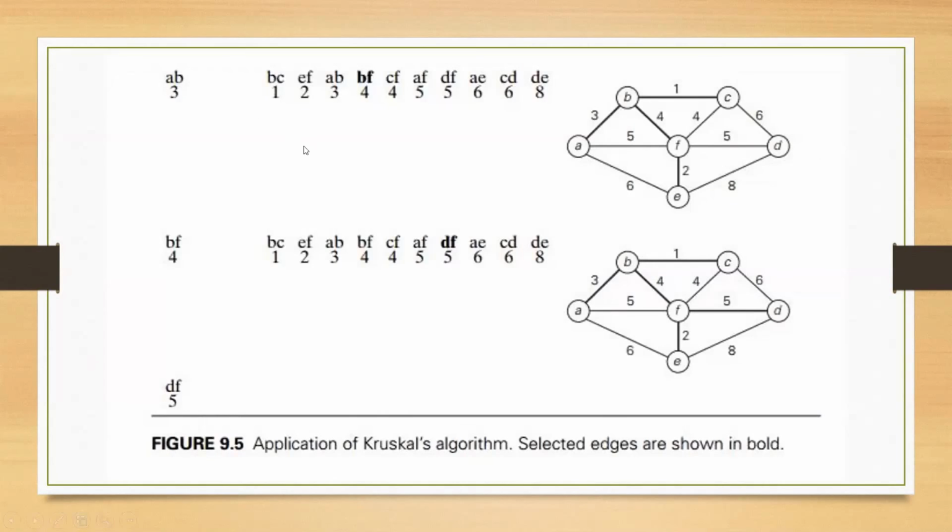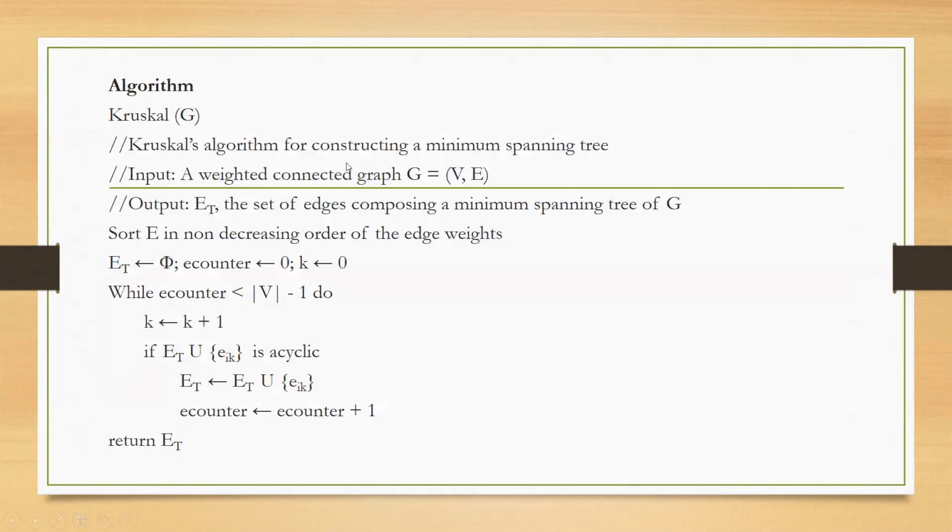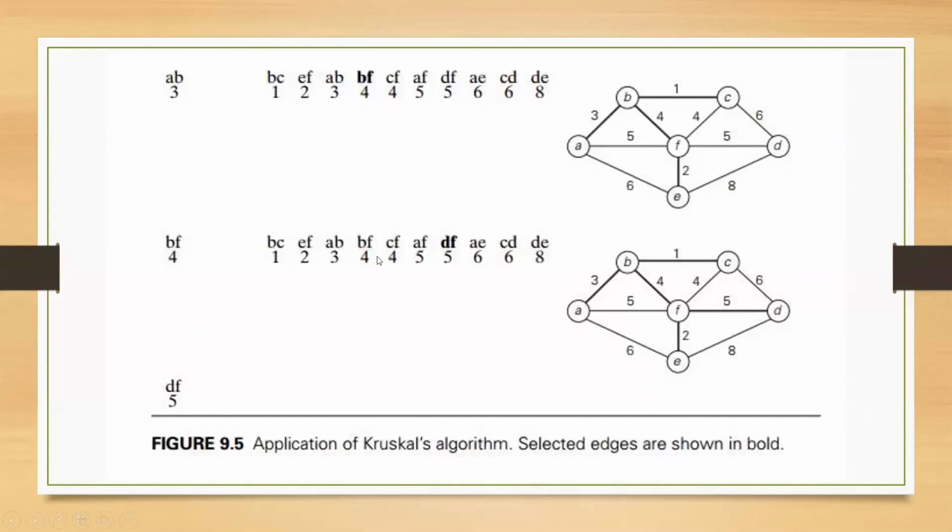You have to consider the fourth edge. You are considering BF. Yes, you are considering BF, and hence that BF is included in the edge set and the counter is incremented. E counter becomes 4 now. It goes to the while loop once again. It is lesser than 5, and hence K becomes 5 now. K is equal to K plus 1. Now the fifth edge. Fifth edge is CF. We are considering that.